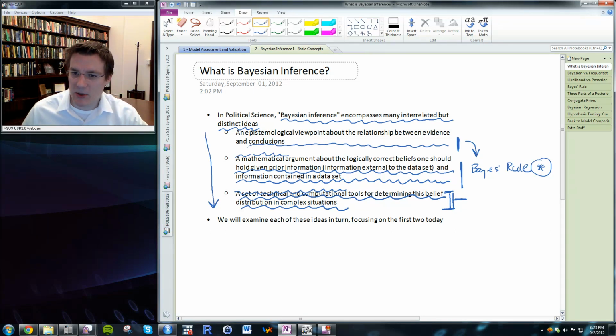So this third thing, the technical and computational aspects of Bayesian statistics, is where a lot of the statistical and computational action is. I misspelled statistical there. And this is where we're going to spend a lot of the rest of the course, learning tools, techniques, tricks, computational algorithms, and the like. But before we get to that, we'll have plenty of time to deal with that.